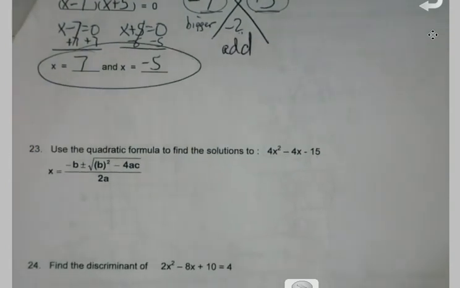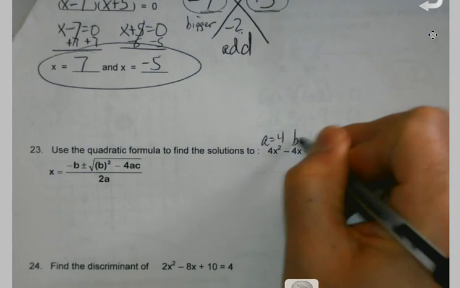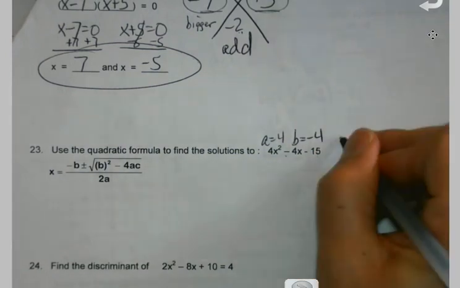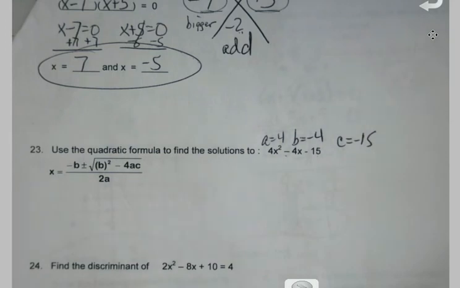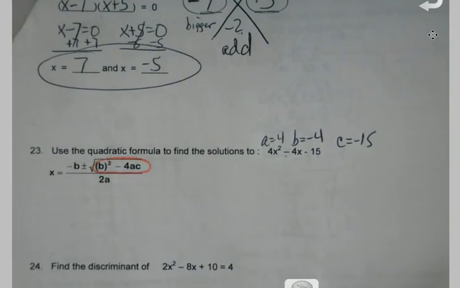So, let's bump up a little. Oh, the quadratic formula. Okay, the formula will be there for you. A is 4. B is negative 4. If there's a minus there, you've got to take it. C is negative 15. Now remember what we talked about before.